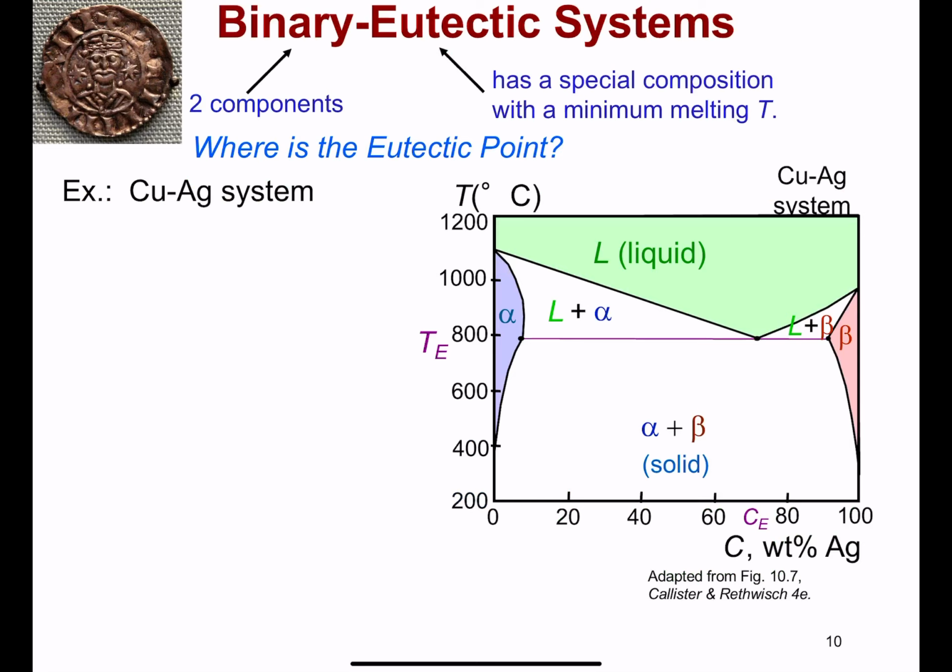So here's a system between copper and silver. This was a system that was used for sterling silver, as you can see up here in the coin. And sterling silver is approximately 92% silver and about 8% copper.